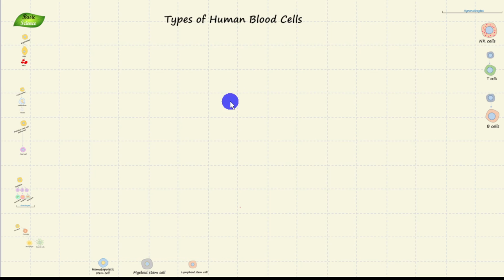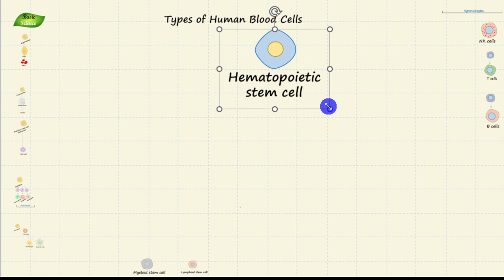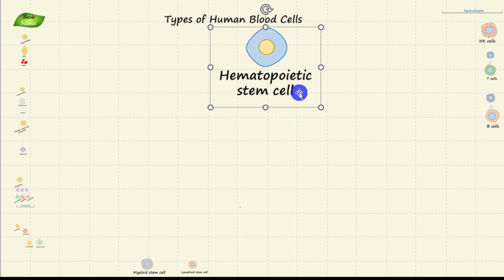So we'll start from the cell type which is hematopoietic stem cell. From there, everything is going to initiate. This is the main lead from where all the cells are going to synthesize. So what is hematopoietic stem cell? That is the important question right over here.